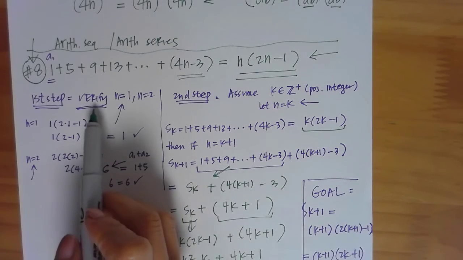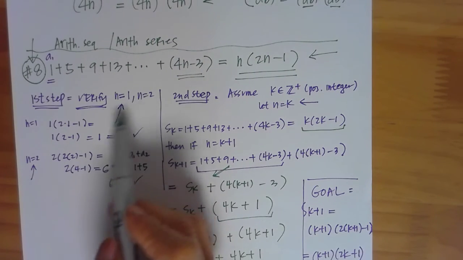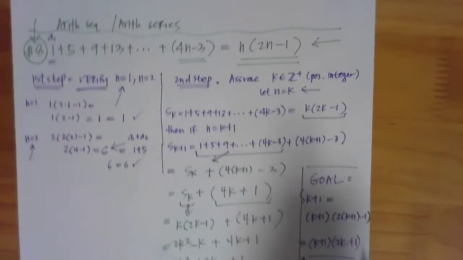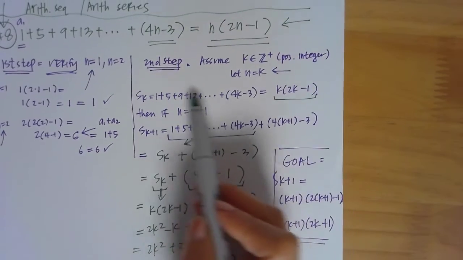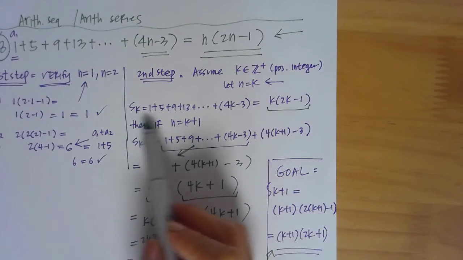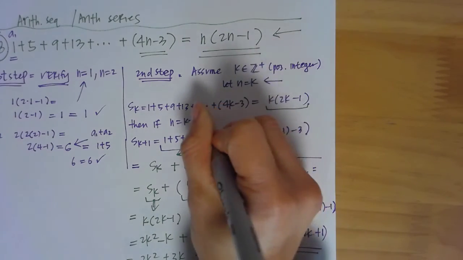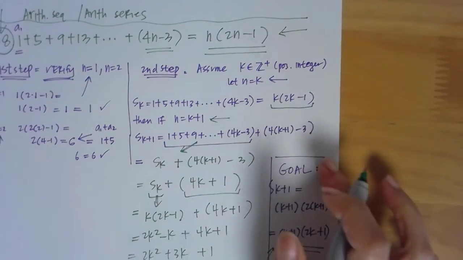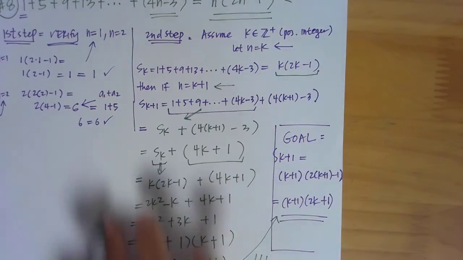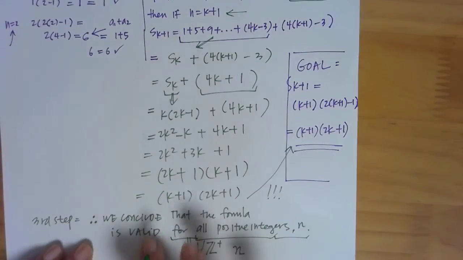So again, the first step is to verify for n equals 1 and n equals 2 and just plug it into the formula to make sure that it's true. Step 2 is simply assuming that k is any positive integer and letting n equal k, substituting it, and then you have to show it for n equals k plus 1. Set your goal, that's step like 2.5, right? Setting your goal and then organically reaching the goal and then making that conclusion.